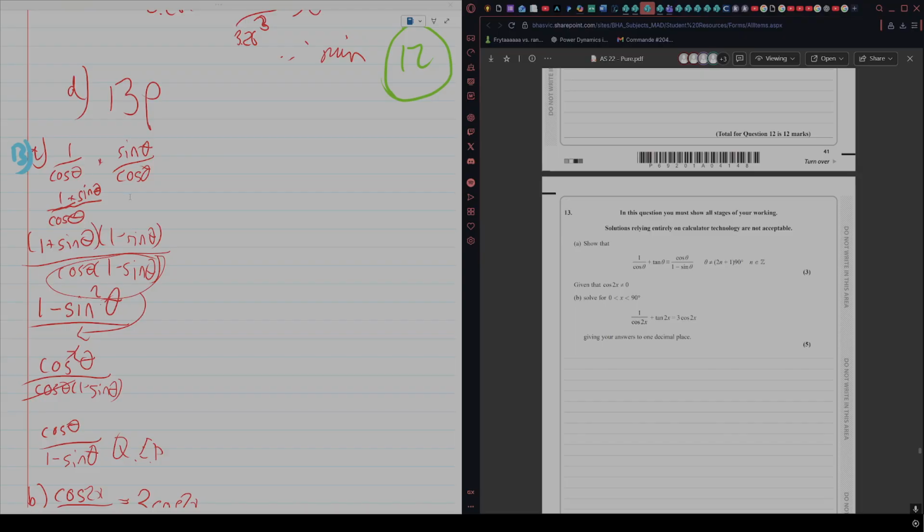Because you already have the same denominator. Sorry. So you get this fraction here. This fraction kind of looks like this fraction, if you think about it. But you need a 1 minus sine theta on the denominator, so you don't really know how you're supposed to get that.